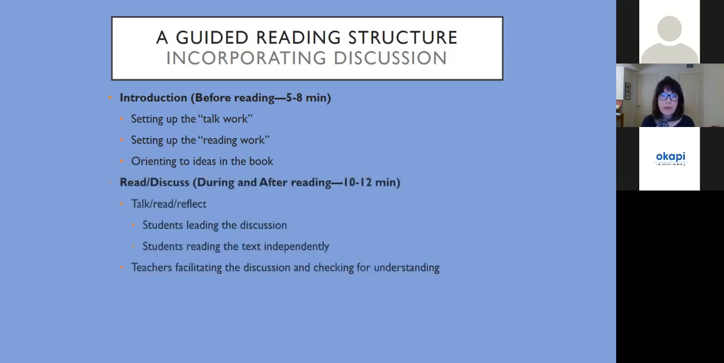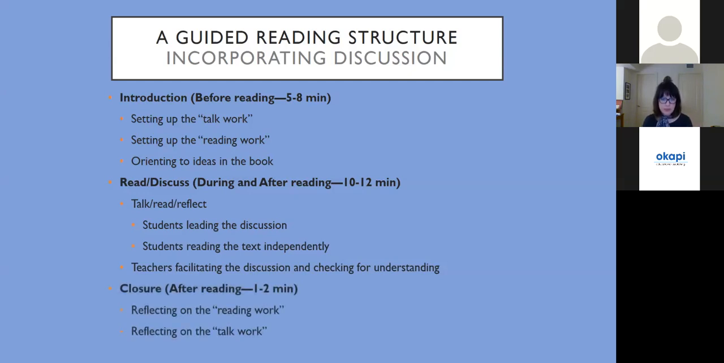Reading and discussing is around 10 to 12 minutes, where the kids are talking. We're talking a little bit about a chunk of text. They read the text, we reflect on it. They lead the discussion. They're reading the text independently and silently. And my work is facilitating the discussion and checking for understanding. Then that closure piece is going to be 1 to 2 minutes.